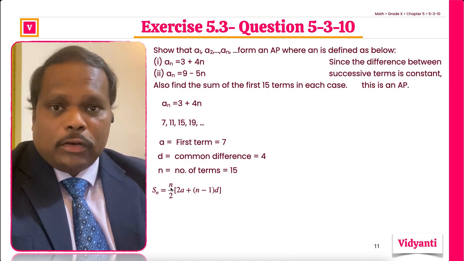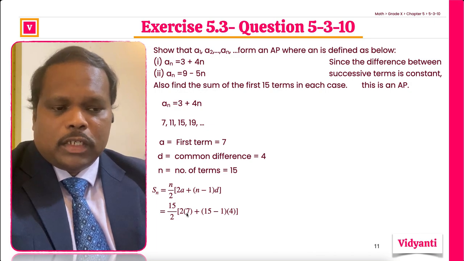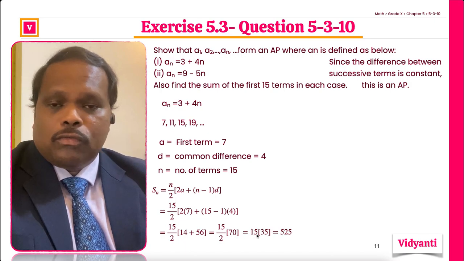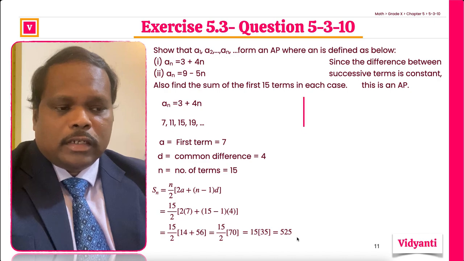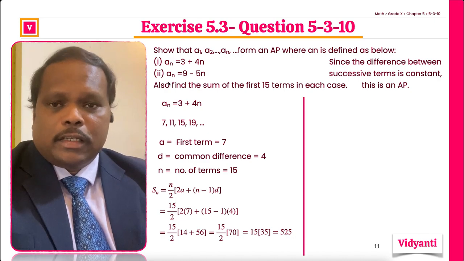We'll substitute the value of n as 15, a as 7, and d as 4. So after simplification, 2 times 7 is 14. 15 minus 1 is 14, times 4. So we'll get 56 plus 14, that's 70. And when we cancel this with 2, this will be 35. So 15 times 35, your answer is going to be 525.